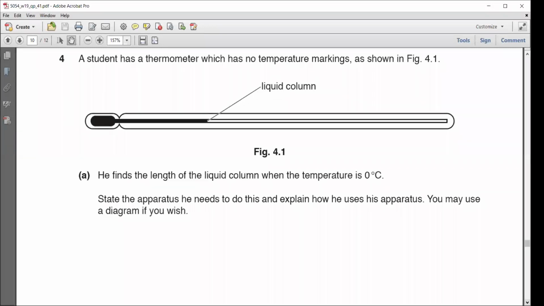Karim, you give the answer. Yes sir, we will find the temperature with another thermometer and make the marking. No. Any other idea? A scale. Or a beaker. No. He finds the length of the liquid column.